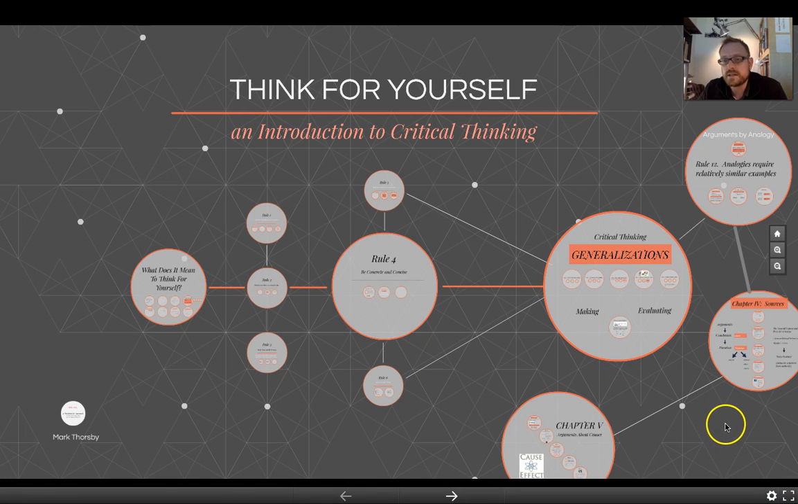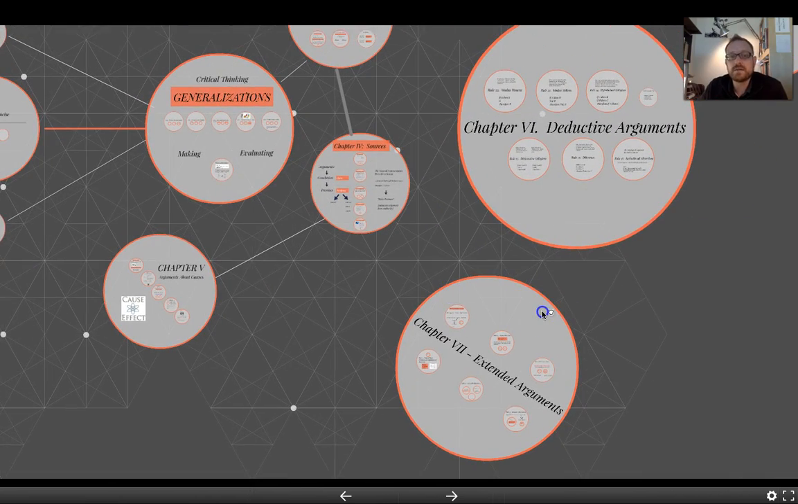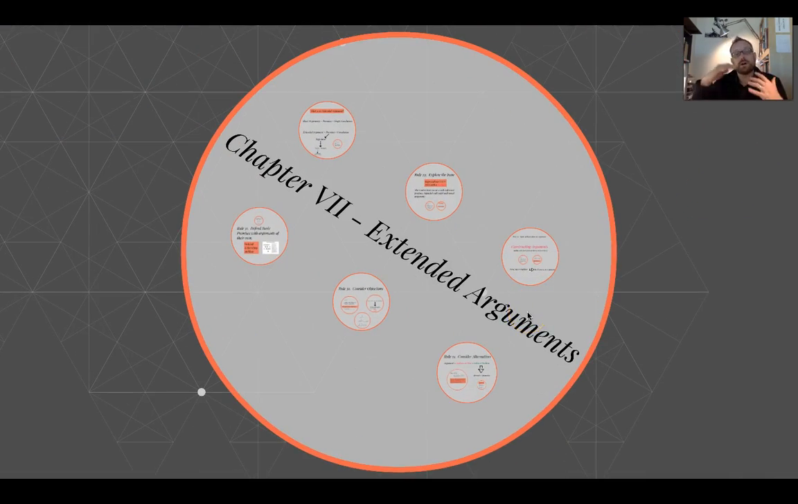And if you recall, an extended argument is an argument in which you have multiple arguments that are compiled together, in which different arguments function as support for different premises and different conclusions throughout. Extended arguments are some of the hardest arguments because they can be quite complicated in terms of the relationship between the minor arguments and the major arguments, if we could distinguish them in that way.